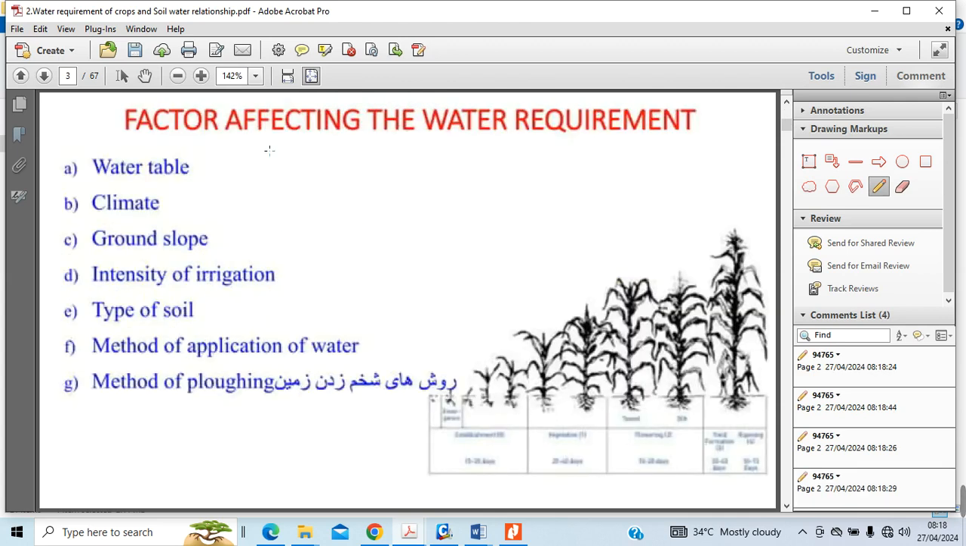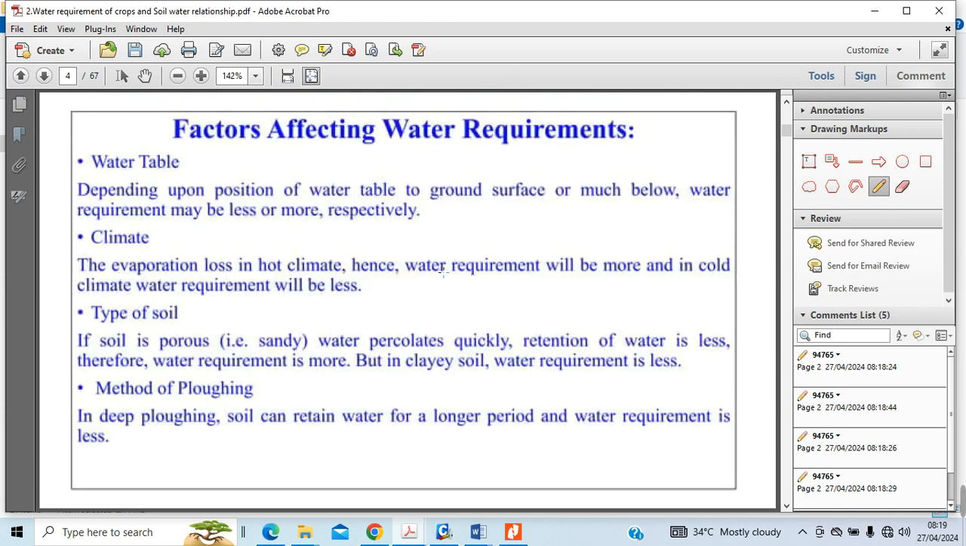The factors affecting the water requirement: water table, climate is an important thing, and you have to study the factors. These are the intensity of irrigation, type of soil, method of application of water, method of plowing. These are the factors affecting water requirement. Water table: depending upon the position of the water table close to the ground surface or much below, the water requirement may be less or more respectively.